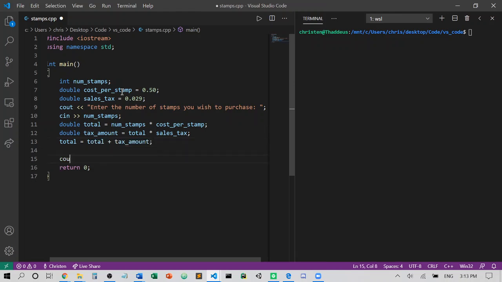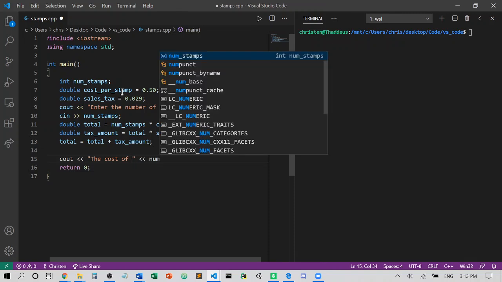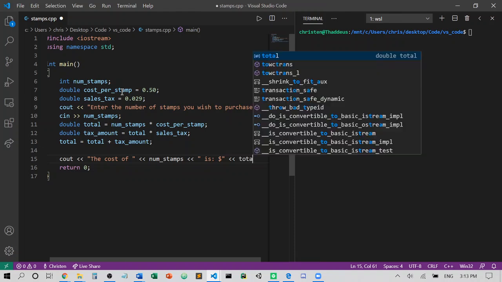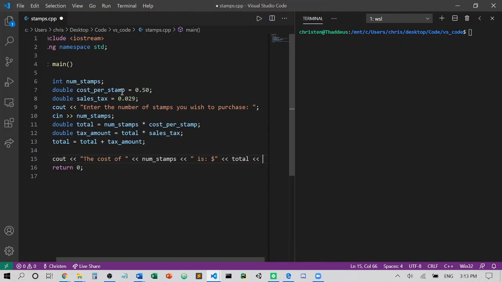And then I think we need to say what we actually are giving to the user. So the cost of the number of stamps that you are purchasing is, and we're going to give the amount, which should be stored in the variable total.